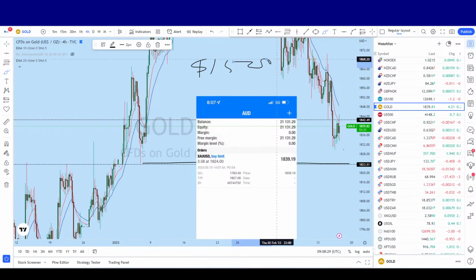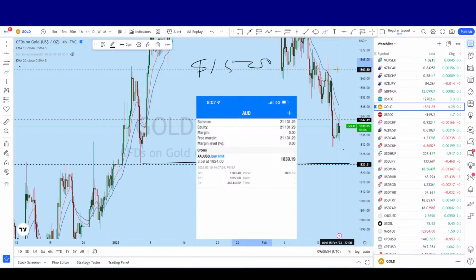Let me calculate how much percent that is. This is how I normally love to trade sometimes when there is an opportunity. So if you are ready for it, then don't close the trade. If during the news gold drops to this level at 1824, it will trigger the trade and then take the profit at 1827.